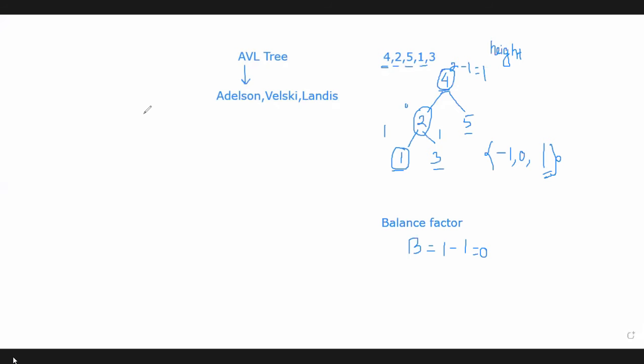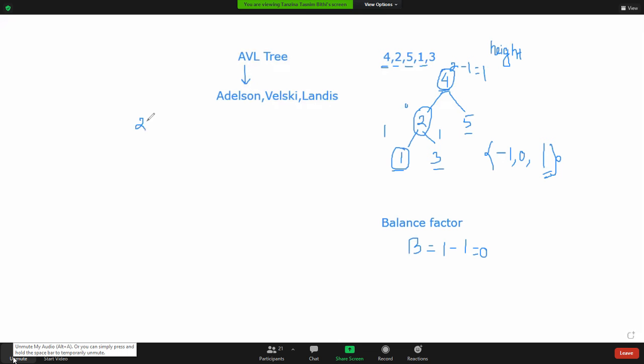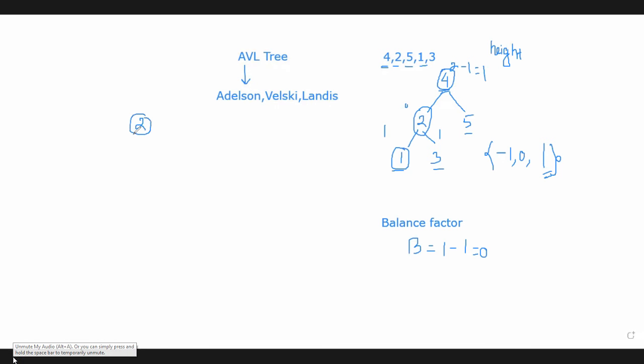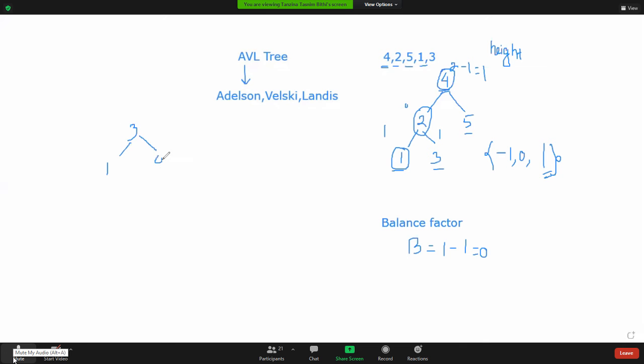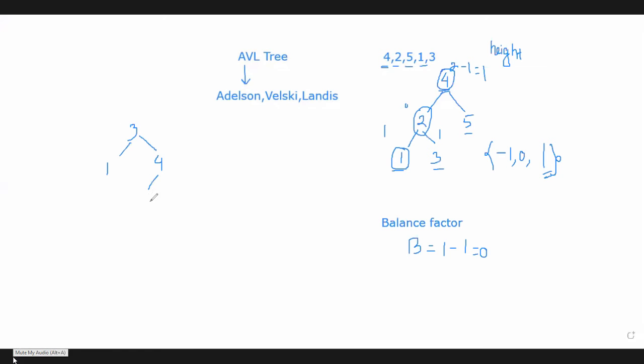Okay, so what about this one? Suppose now the root node is 2 and it's 3. Its left child is 1 and its right child is 4, and 4 has another left child, that is 2. So is it a balanced tree? Is it a binary search tree? It's not a binary search tree, because 2 is in the right subtree.